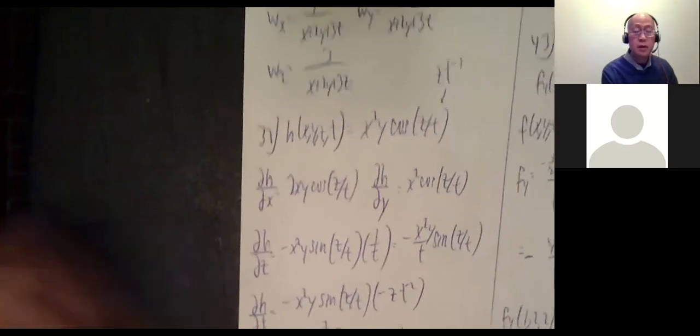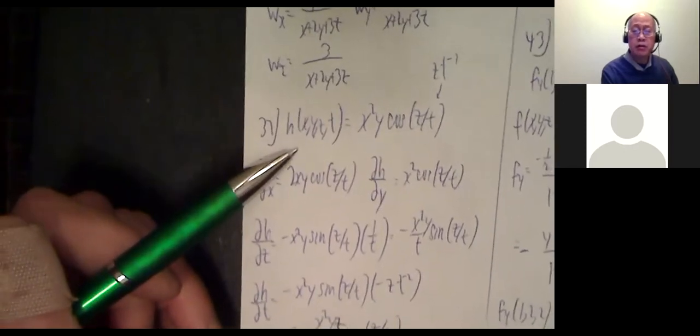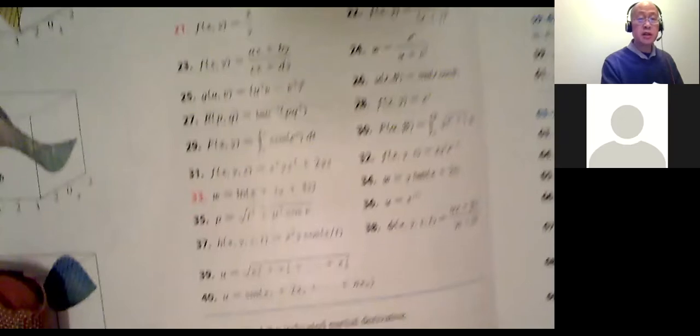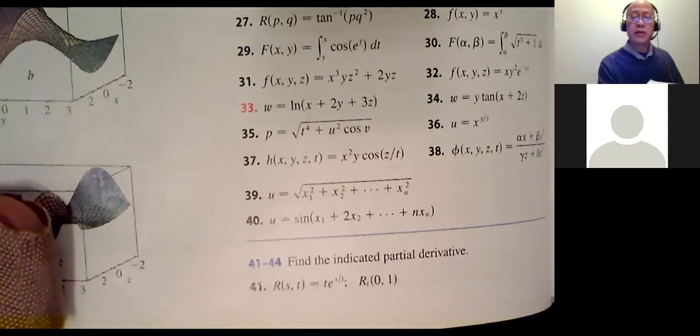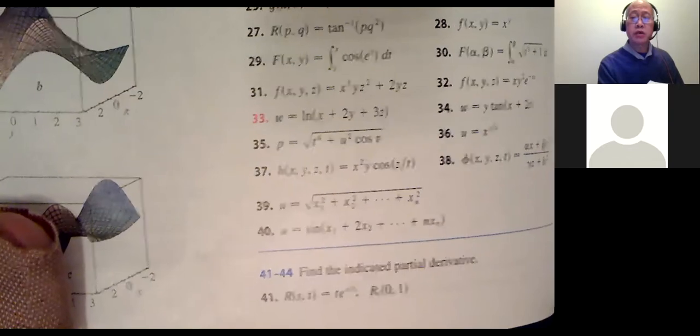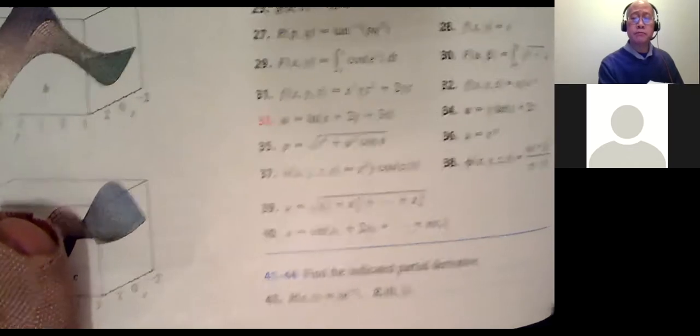All right, 37, a little bit harder. You have a function of 4 variables. H of x, y, z, t: x squared y cosine of z over t.